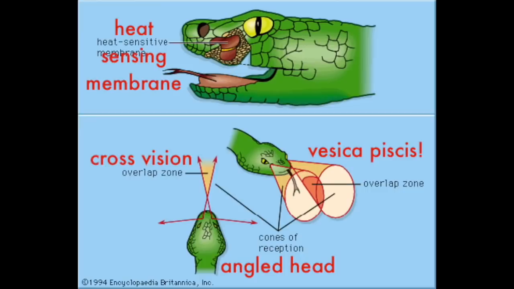And they sense this heat around them by taking in, they smell through their tongue, but they also send information into the heat-sensing membranes, which allows them to have the thermal vision. And these two cones of vision overlap directly at the center, leaving a perfectly visible Vesica Piscis geometry visual pattern.